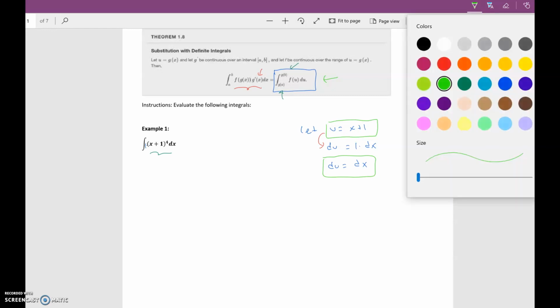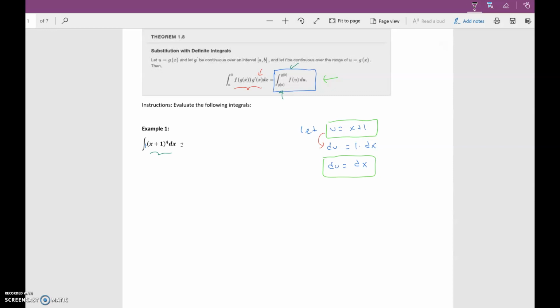For example, take a look at this one. You still have the integral, but you no longer have an x plus 1. That is going to be our u, to the fourth power, and the dx ends up being the du. In this case, this is just u to the 5th over 5 plus your constant of integration.